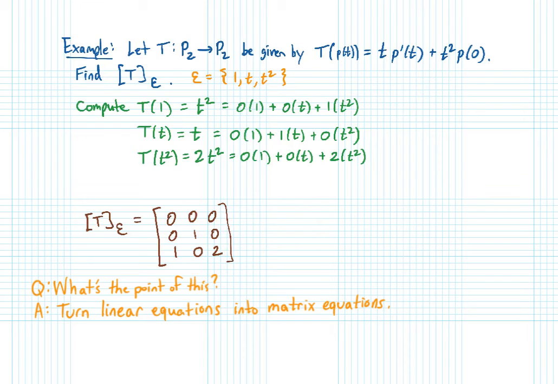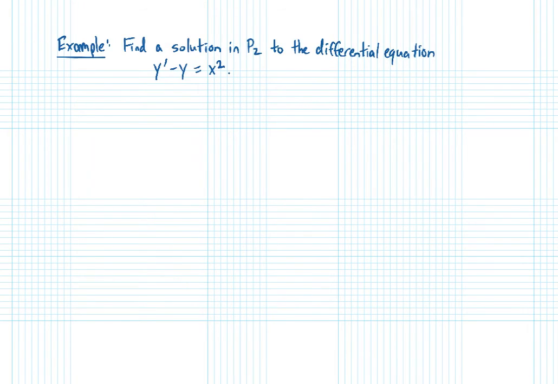And then once you have a matrix equation, you can solve it using the tools that we learned at the beginning of the semester, Gauss-Jordan elimination, stuff like that. So here's an example that illustrates this idea. The question is to find a solution in P2 to the differential equation y prime minus y is equal to x squared. If you remember, this equation actually came up in a recent lecture, and I just told you what the solution was without giving you any explanation of where it came from. This is actually how you find it.